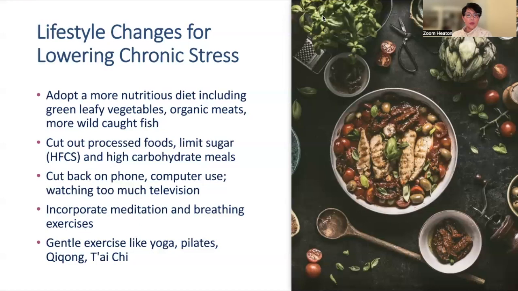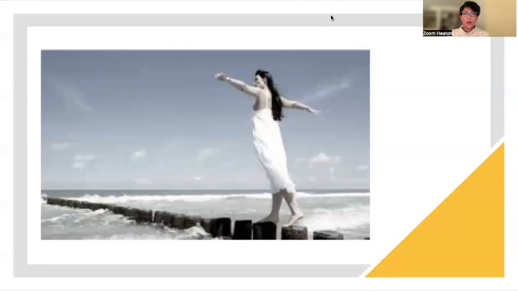Incorporate meditation and breathing exercises and gentle exercise like yoga and Pilates, Qigong, Tai Chi, and even walking, just walking, not even briskly, and stretching exercises are all good in helping us maintain lower stress. So ultimately, it's all about balance. So too much cortisol due to chronic stress creates inflammation, chronic diseases, and a poor quality of life. So we all need to learn in our unique way to shut constant stimuli off to allow our bodies to regain homeostasis, hence a more healthy, thriving body.